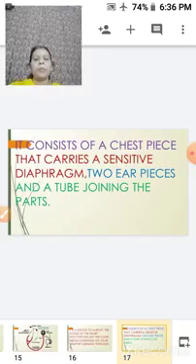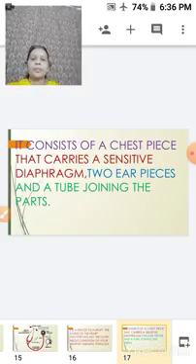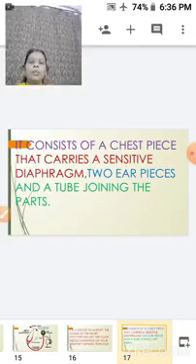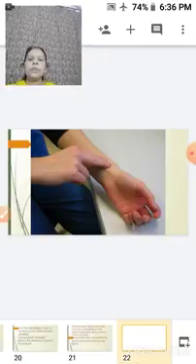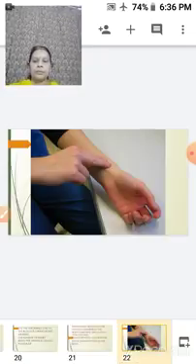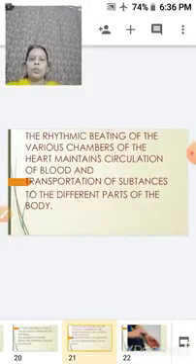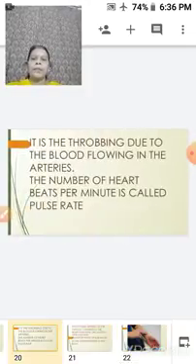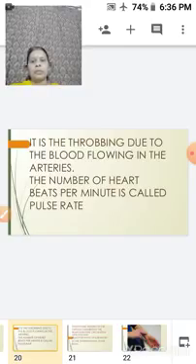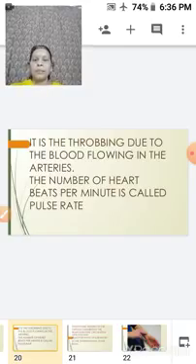Now children, this is the way we check our pulse rate. So, what is pulse rate? It is the throbbing due to the flow of the blood within the arteries. The number of times our heart beats per minute is called the pulse rate.